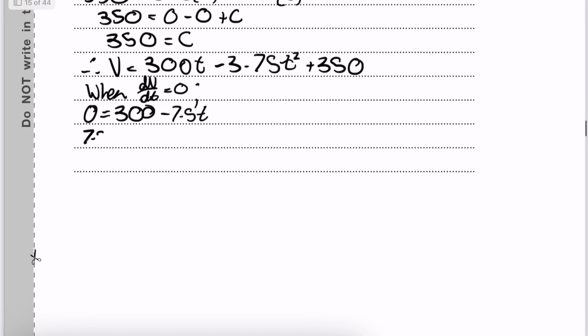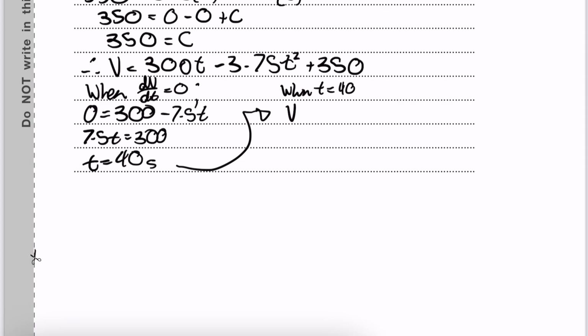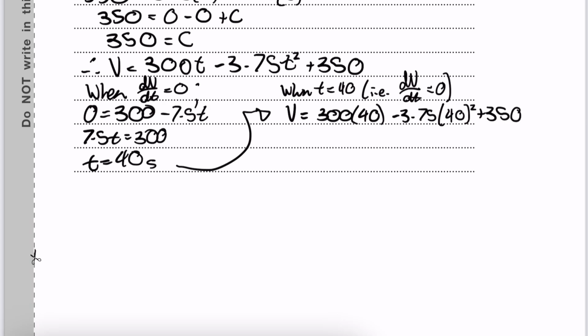And so then we get 7.5t equals 300. And we end up getting that t is equal to 40 seconds. And so when we then need to figure out our volume, so we say when t equals 40, i.e. dV/dt equals 0, volume is equal to 300 times 40 minus 3.75 times 40 squared plus 350. And what we end up getting is 6,350 liters.